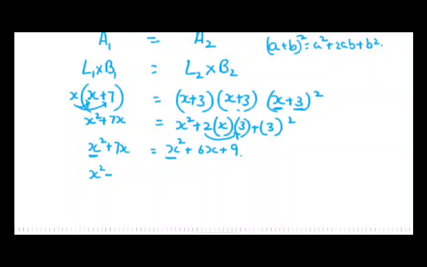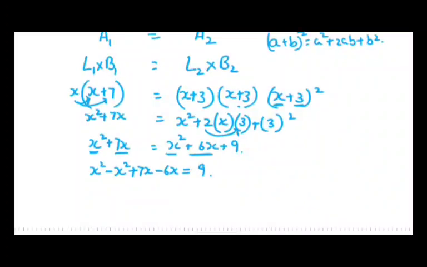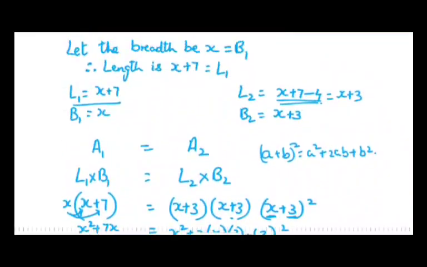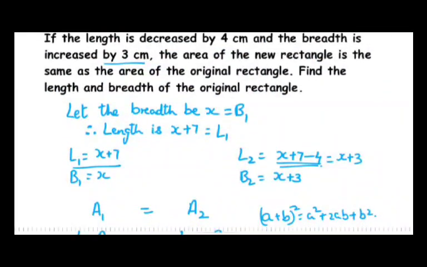This x will come on the LHS with a minus sign, plus 7x. This will come with a minus sign, is equal to 9. Alright, x and x cancel. 7x minus 6x makes it x is equal to 9. Correct? So what is it that they've asked? Find the length and the breadth.